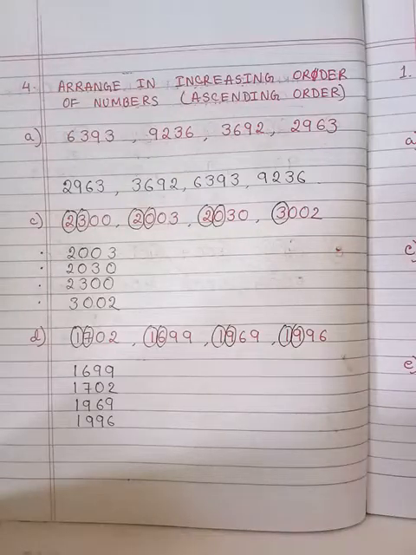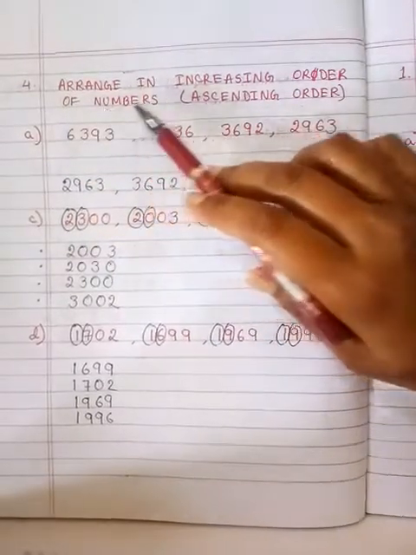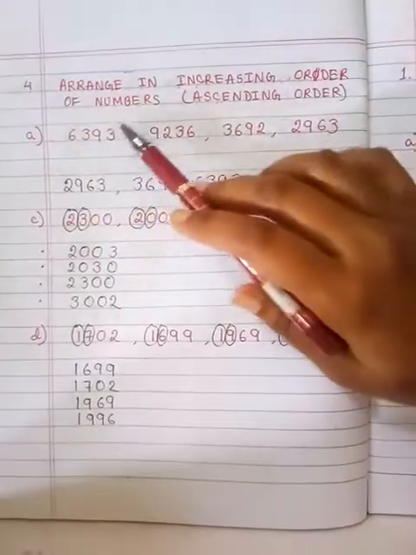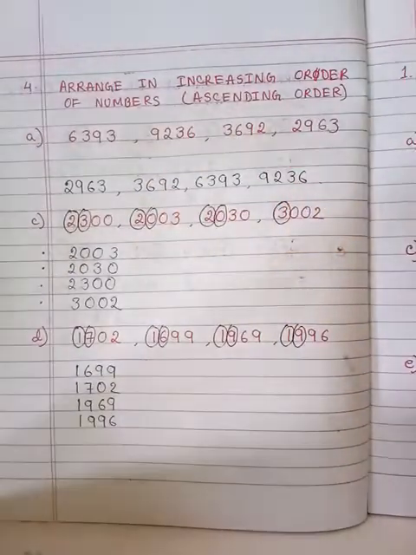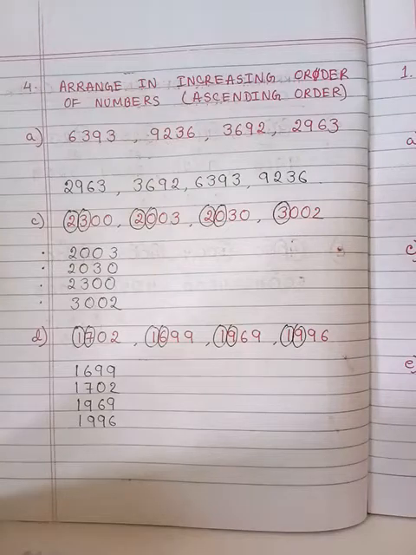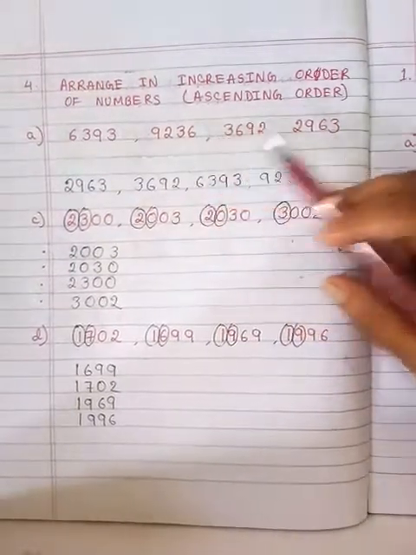Last day we have done arranging numbers in descending order. Today we will do sum number 4, arrange in increasing order of numbers, or ascending order. Ascending order means you have to arrange the numbers from smallest to greatest. Now here 4 numbers are given.